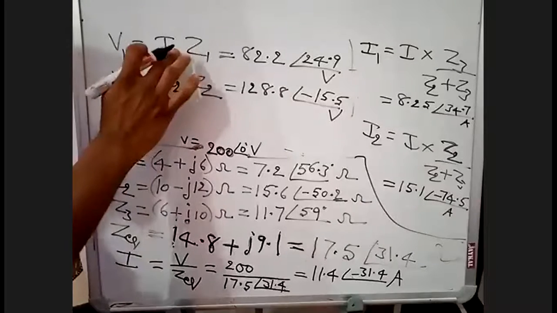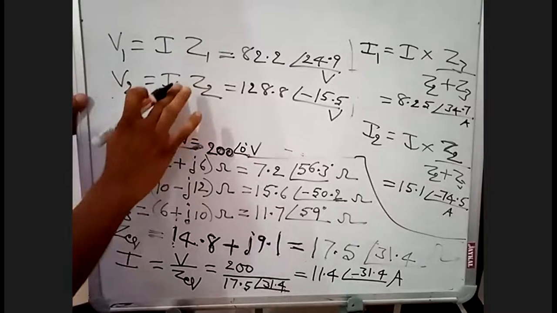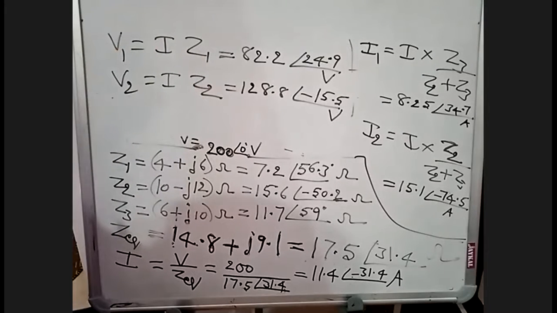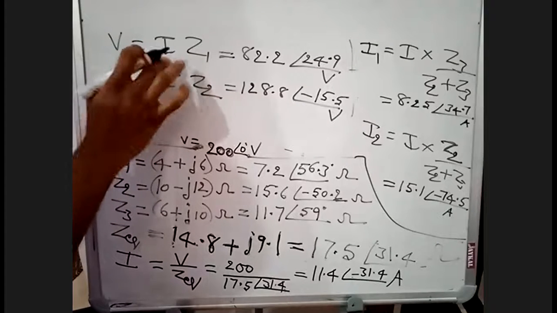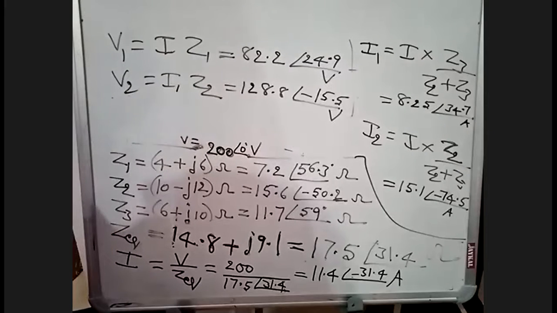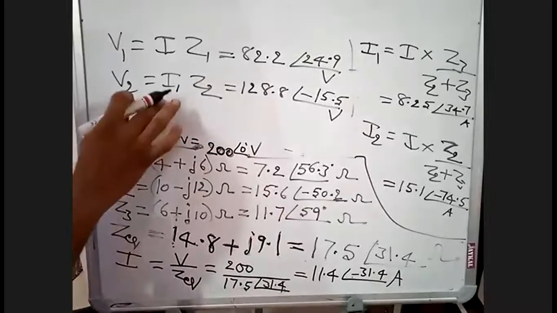Sorry, V1 is I into Z1. What is the current flowing in Z1? See your circuit. I1, see Z1. This is not I1, this is I. What is the current flowing in Z2? I1 into Z2. Sorry, I1 into Z2.